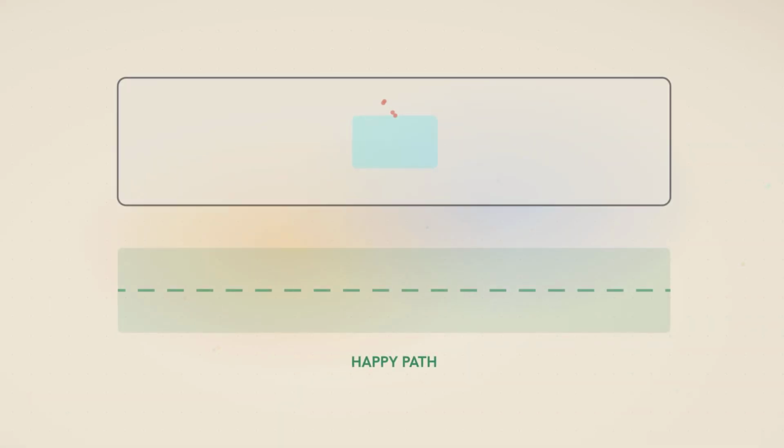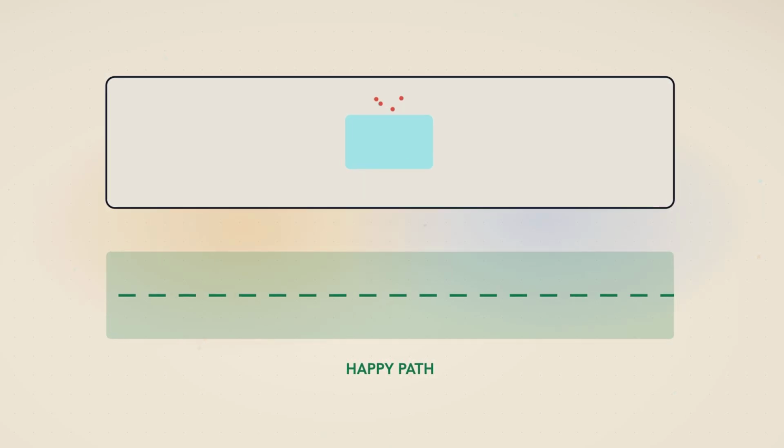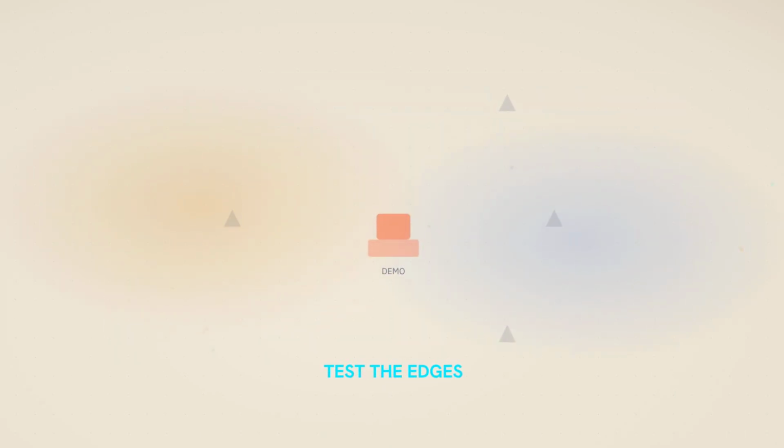You can't just trust the happy path when you change the engine under the hood. Test the edges, not just the demo. Catch regressions before your users do.